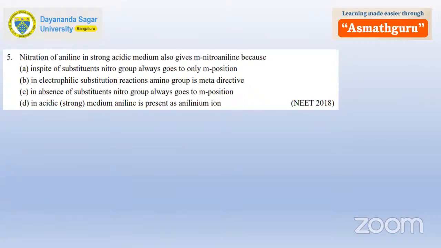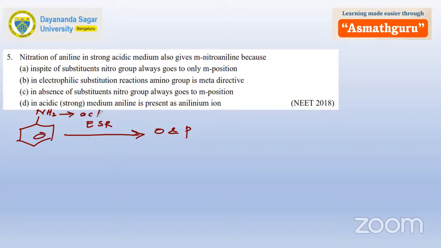So nitration of aniline in a strongly acidic medium also gives meta nitroaniline. Why? Usually, when you take aniline, when you subject it to ESR reaction, what is ESR? Electrophilic substitution reaction. It may be chlorination, bromination, nitration, sulfonation, what it may be. You are going to get ortho and para. Why, sir? We say NH2 is an activating group. Any activating group on benzene will always give you ortho and para.